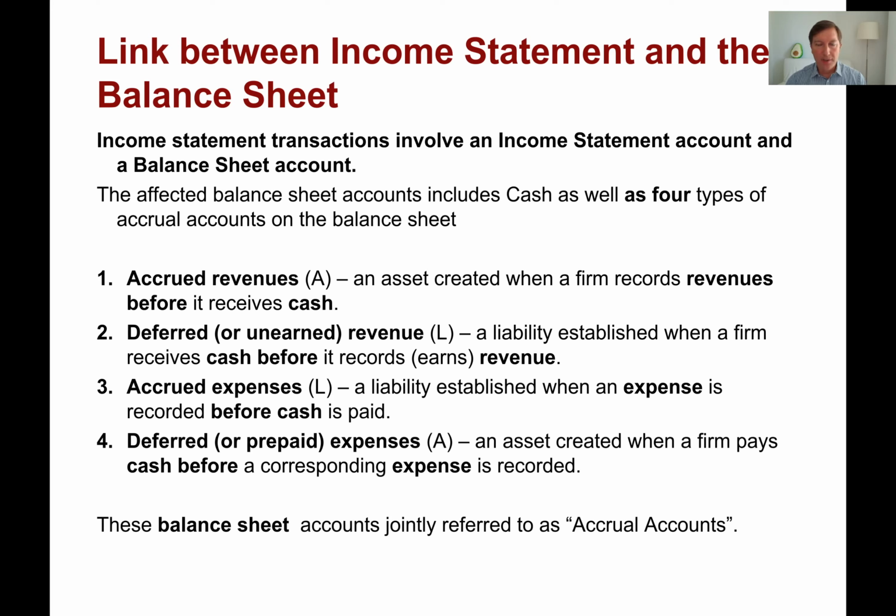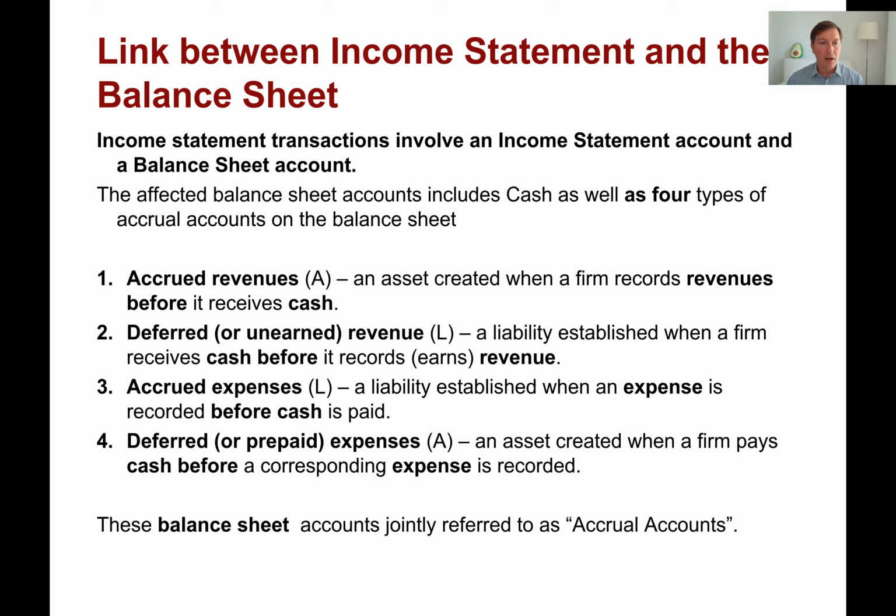Okay, so let's talk about the link between the income statement and balance sheet. Every income statement transaction basically involves two accounts: one income statement account and one balance sheet account. So the balance sheet account could be cash, for example. When we record revenue, we could be receiving cash at the same time. But in most cases, we don't immediately receive cash. Cash either happens earlier or later, right? So under accrual accounting, cash receipts and revenue recognition do not coincide.